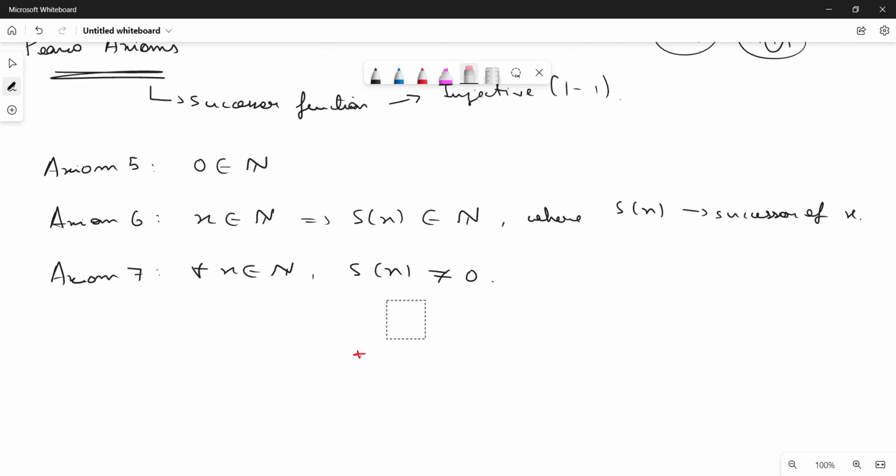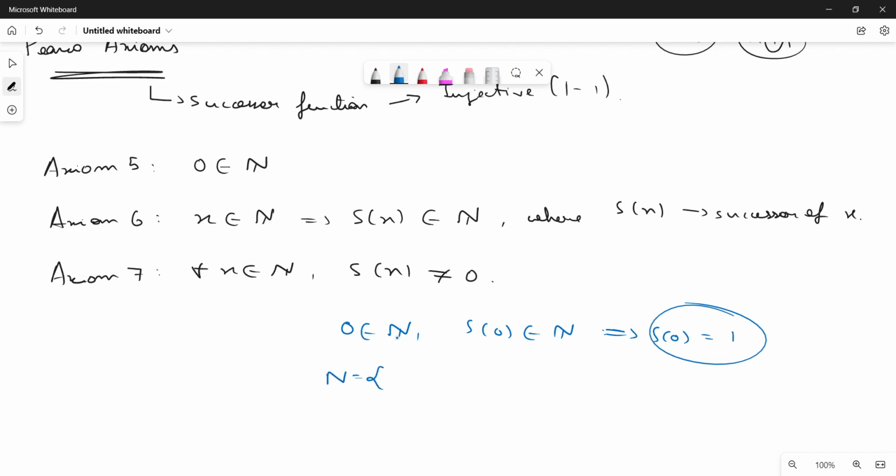Okay. So why have I actually written this? Since 0 is in the natural numbers, S of 0 must also be in the natural numbers. So we define S of 0 as 1. Therefore, the natural numbers have at least two elements, 0 and 1. So my question is, can we take only 0 and 1 to be the natural numbers, and claim that there are no more natural numbers, only 0 and 1? Can we do so?